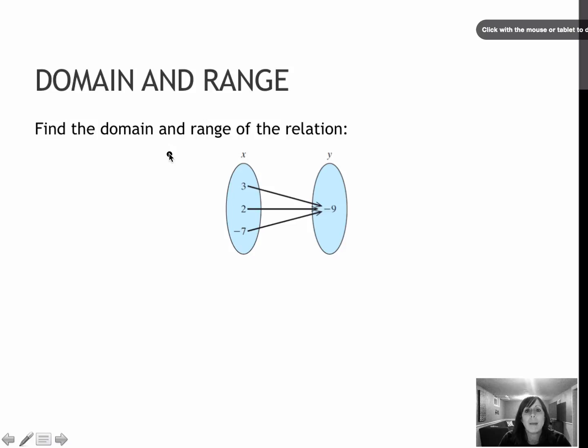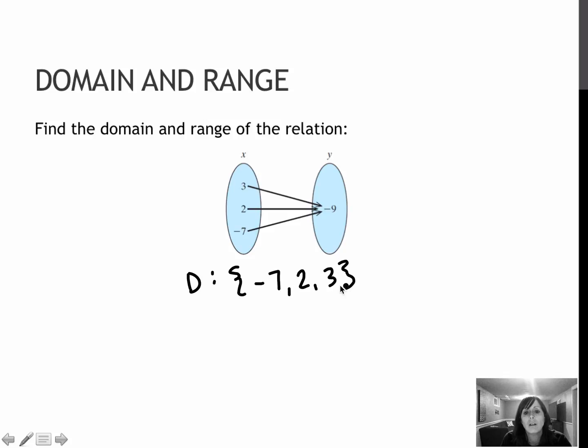This is now a mapping. The domain of the mapping would be all of the x values, so -7, 2, and 3. The range would be all of the y values, and there appear to only be one y value.